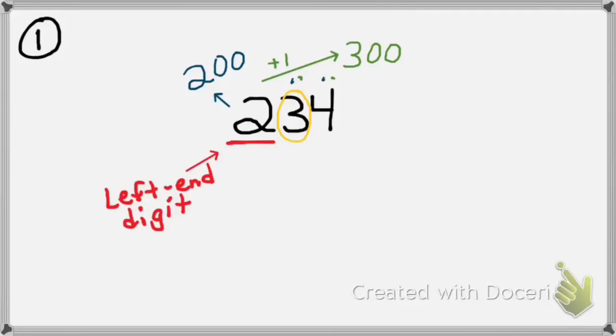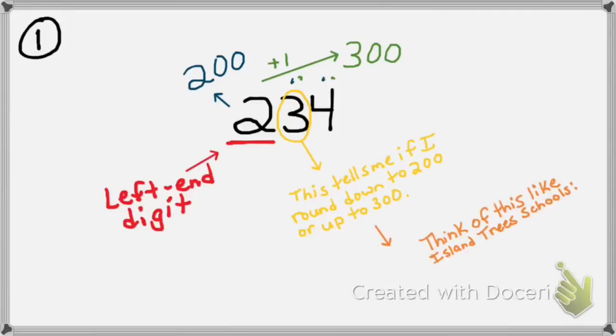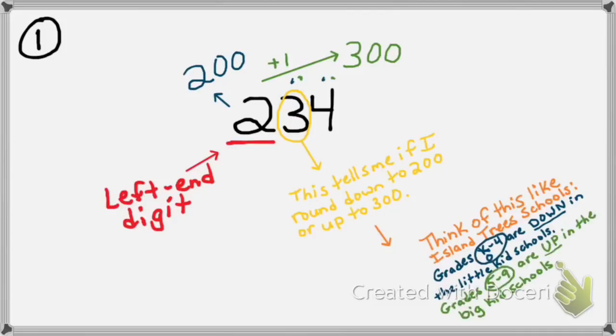We circle the number to the right of the underline. This circled number tells us whether we will be rounding down or up. And to decide this, we think of the Island Trees schools. Grades K, or 0 through 4, are down in the little kids' schools. So if our circled number is a 0, 1, 2, 3, or 4, we round down. Grades 5 through 9 are up in the big kids' schools. So if our circle digit is a 5, 6, 7, 8, or 9, we round up.